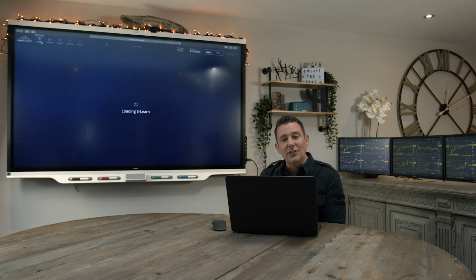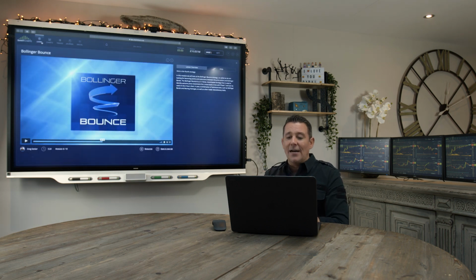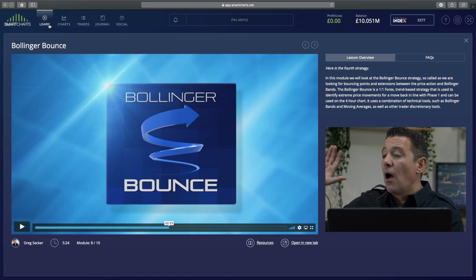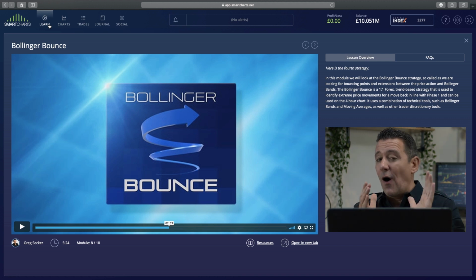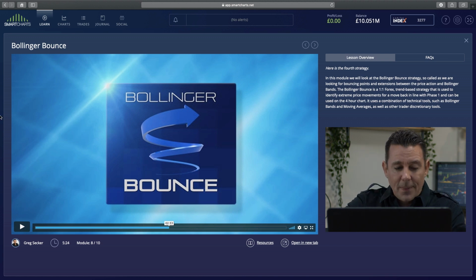Now, of course, in the Learn section, this is where all of the trading is housed. We're going to jump straight into the Bollinger Bounce. I'm going to show you the short side of this strategy. Now, obviously, when you have the full subscription to Smart Charts, you'll see both the long and the short version. I'm just going to focus myself on the short version first. So let's get right into that right now.